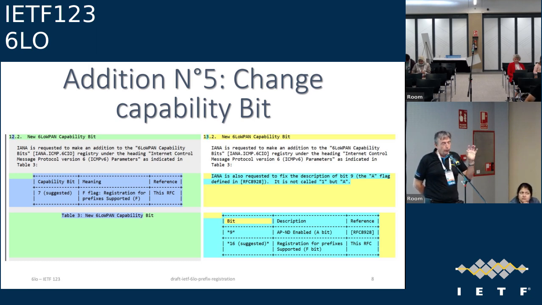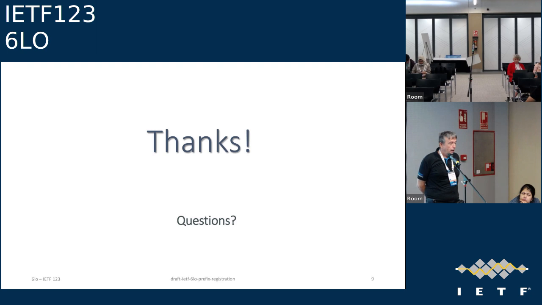So the first 8 bits in the 6CIO are actually reserved for experimentation, meaning that we had to go and tap after 16, which is the second line in the picture, if you remember it. So we actually got bit 16 granted to say that the registration for prefixes is supported. And by the way, there was a typo on the IANA side in the implementation of RFC 8928. They called the flag the 1 flag. It was a typo, it was the A flag. So we also asked them to fix that. And that's pretty much it.